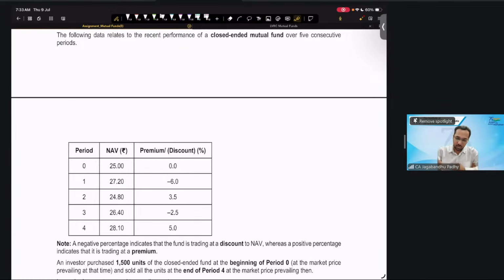So these are the NAVs, and these numbers are your premium or discount. Why are they given? Because I need to compute the market value. Since this is a closed-ended fund, there is no redemption, there is no issue from the mutual fund end. Once the mutual fund issues the units, it stops, and whatever trading happens, that happens in the open market.